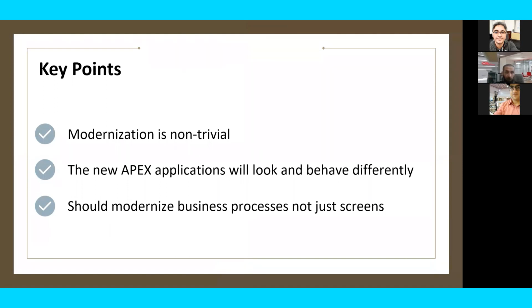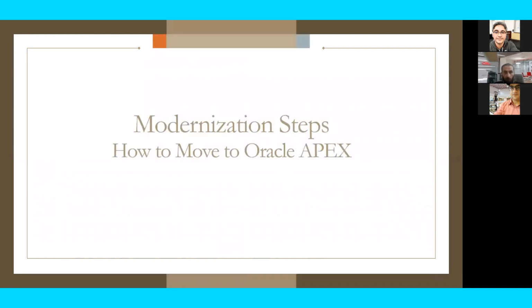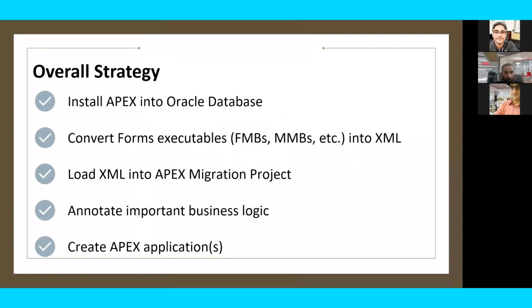The key points of modernization of Oracle Forms: modernization is non-trivial, and the new Apex application will look and behave differently. We should modernize the business process, not only screens, pages, and applications. Modernization steps, how to move into Oracle Apex: first of all, install Apex into the Oracle database and convert your Forms executable files like FMB and MMB into XML through the command line. Load that XML file into an Apex migration project, annotate the important business logic, and start creating the application.